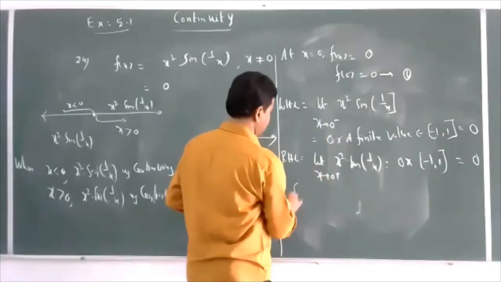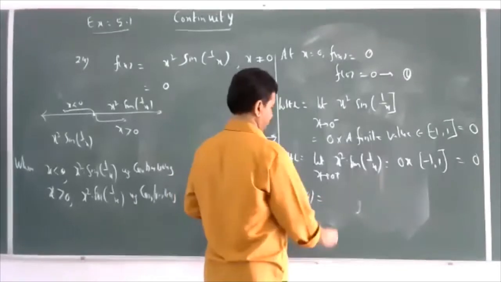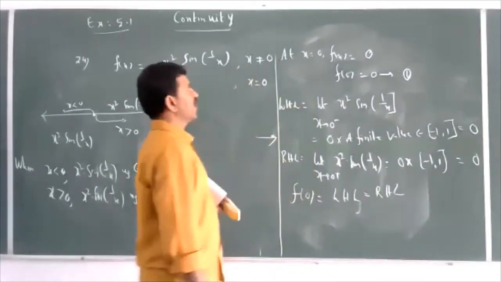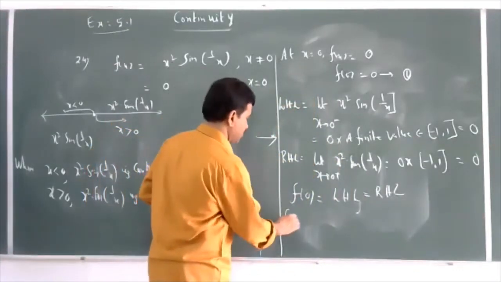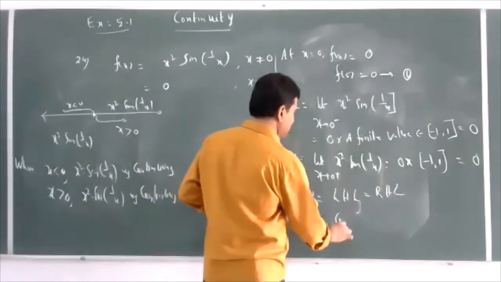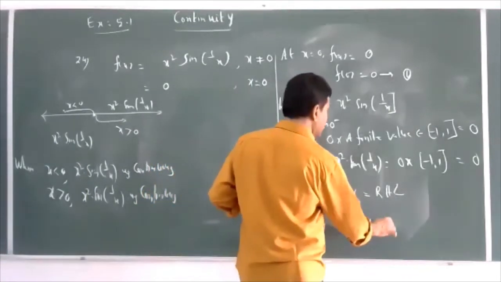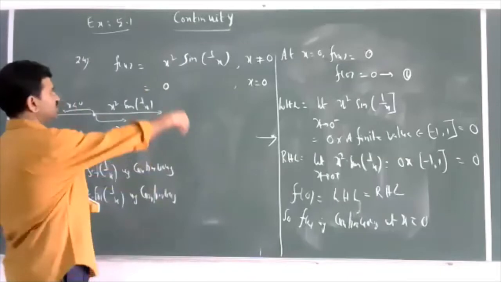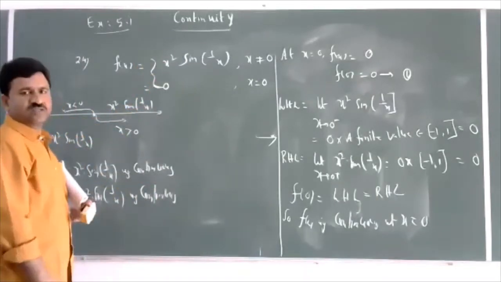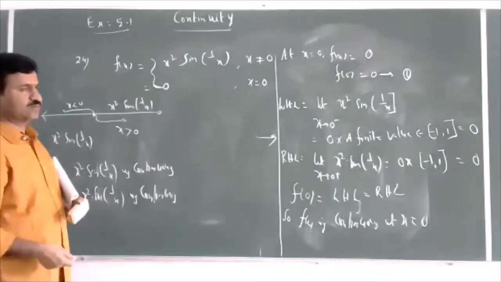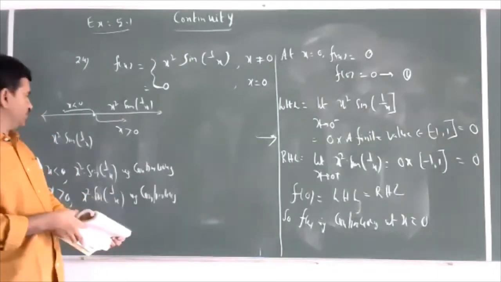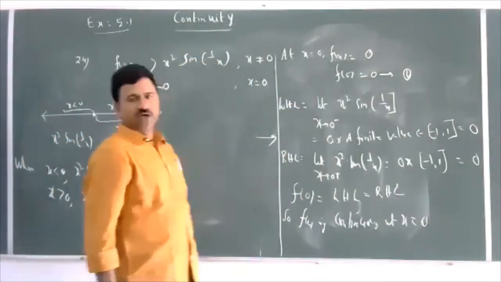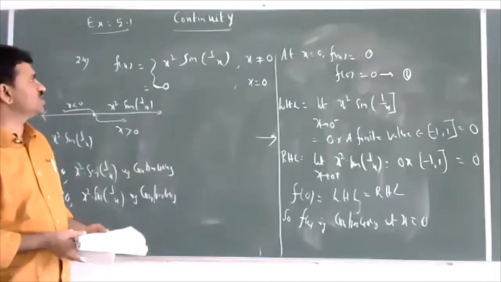So here, f of 0 is equal to LHL is equal to RHL, so f of x is continuous at x is equal to 0. What is your final conclusion? Is it a continuous function? Yes, it is a continuous function for x belonging to R. Write that: f of x is continuous on R. We proved it for x less than 0, x greater than 0, and x is equal to 0. So f of x is continuous on R.